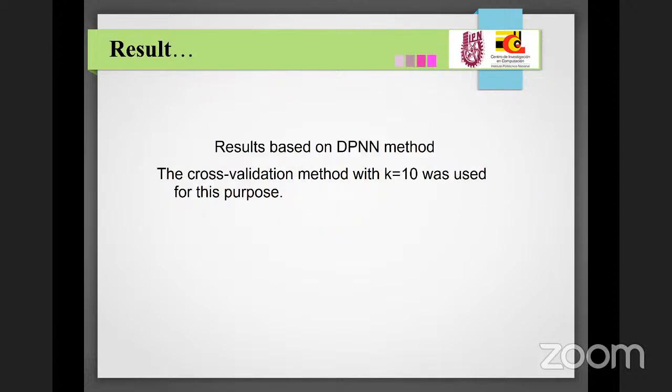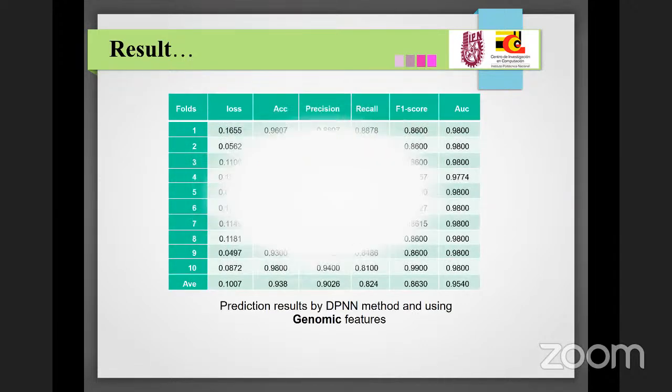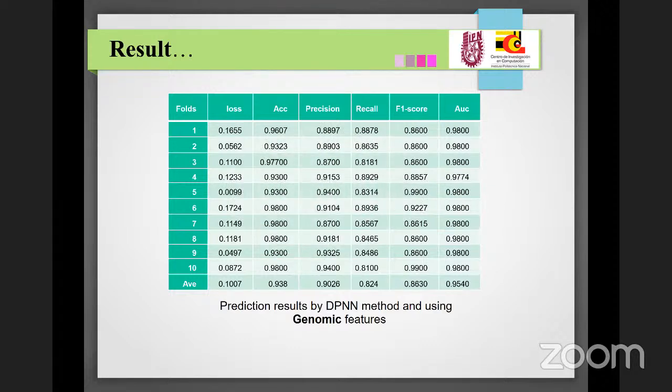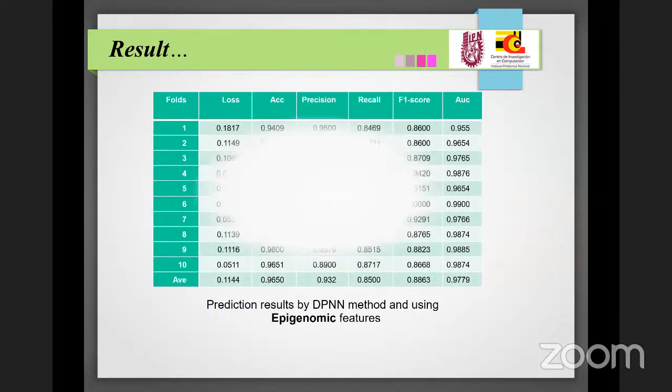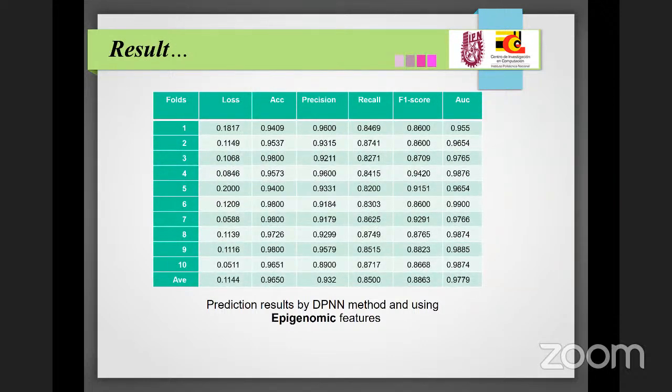We show results based on the DPNN method. The cross validation method with K = 10 was used for this purpose. Here you can see a table about the prediction result by the DPNN method using genomic features. The next table is about the prediction result by the DPNN method using epigenomic features. So we obtained an average for each criterion.